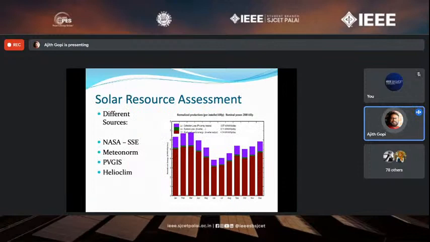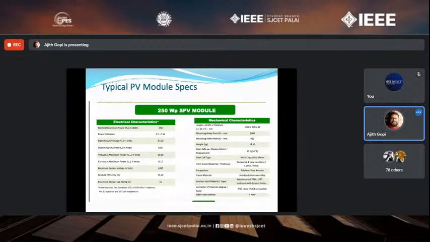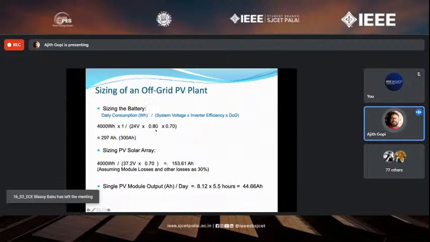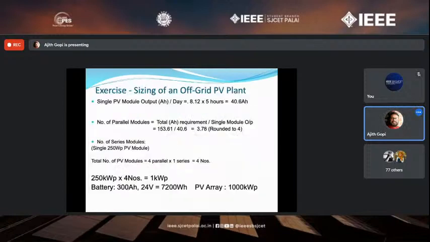So roughly giving you an idea of how you size a PV module, a solar system, where the battery sizing will be based upon your total watt hours divided by your system voltage and your battery efficiency and your inverter efficiency and depth of discharge. And the PV array will be estimated by this. It is just giving a thumb rule of how the sizing comes. Okay, perfect.